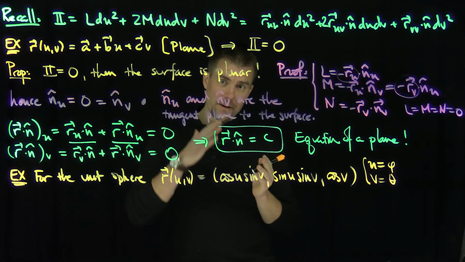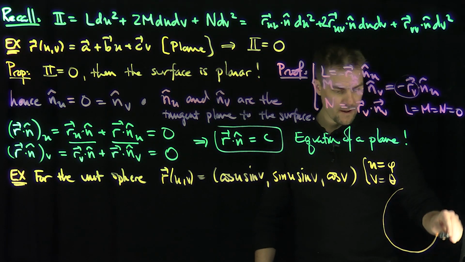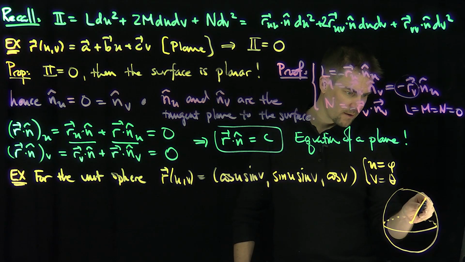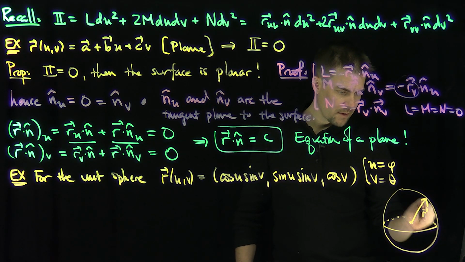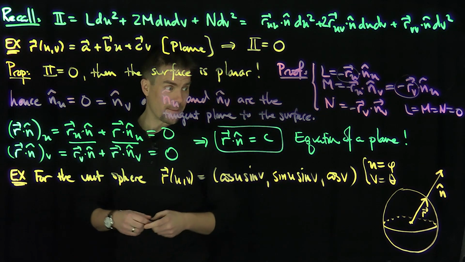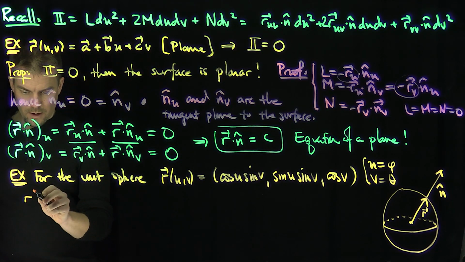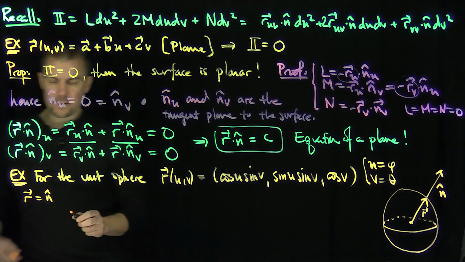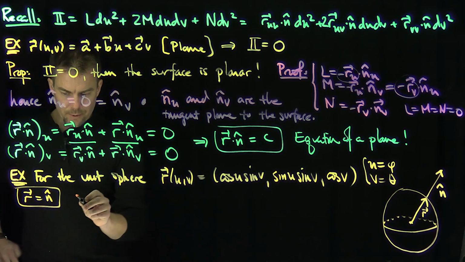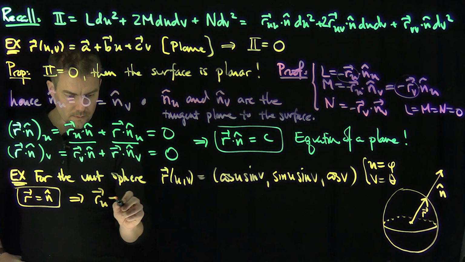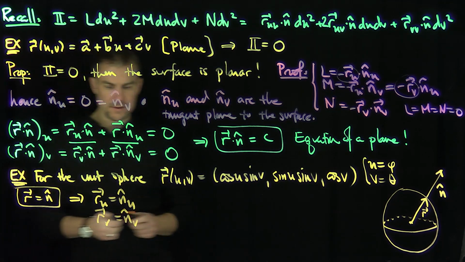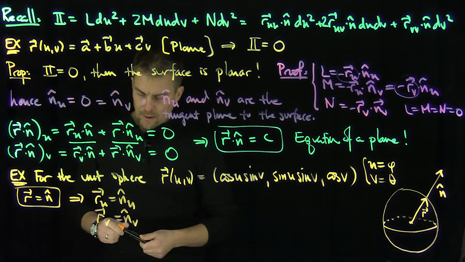And so you might say, well, how am I going to do this? Well, the key feature is that on the sphere, geometrically, there's the sphere, and if I look at the position on the sphere, that's my r. r is in the same direction as n hat. On the unit sphere, r is equal to n hat. So let's use this relationship. Looking at r_u, this implies that r_u is n hat_u, and r_v is n hat_v.